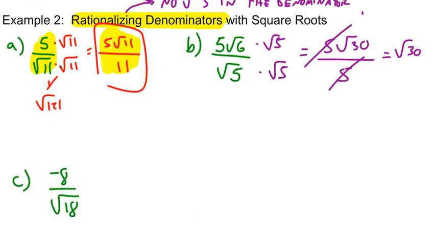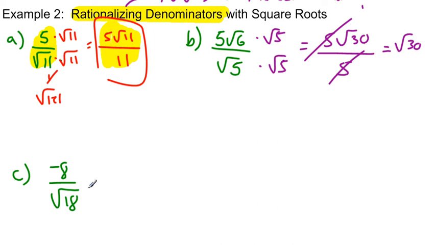The last example for example 2 is negative 8 over radical 18. This one is going to require a tad bit more work because you see how we can break down radical 18? You should always do that first. If a radical can be simplified, let's do that first, and then we'll rationalize. So I can rewrite the bottom as radical 9 times radical 2, since 9 times 2 is 18 and 9 is our perfect square, which now becomes negative 8 over 3 radical 2. The square root of 9 is 3.